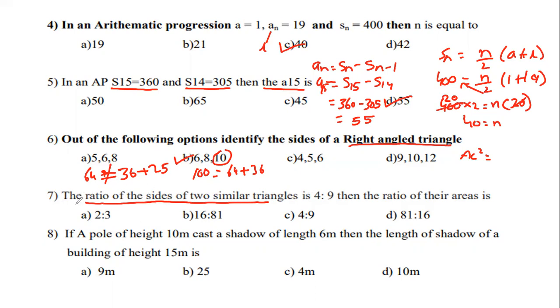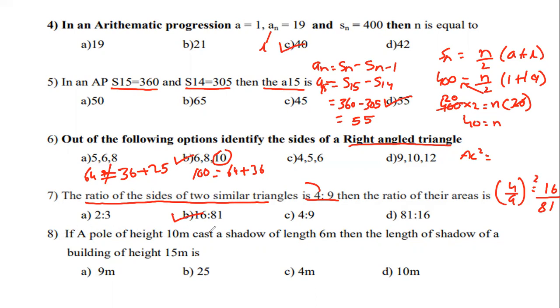Let's go for next question. The ratio of the sides of two similar triangles is 4:9. Then the ratio of their areas. Area, it will become square. 4 by 9 whole square, which is equal to 4 4s are 16 divided by 9 9s are 81. 16 is to 81. Which option is right? Option B is correct. Next question.